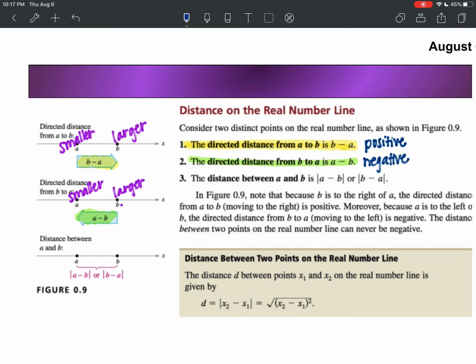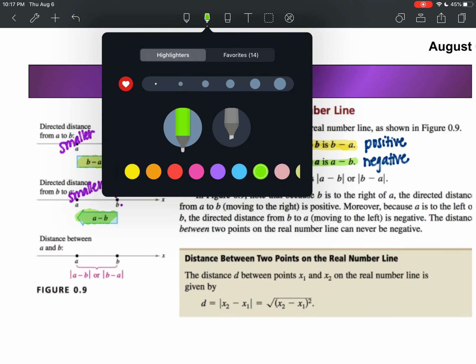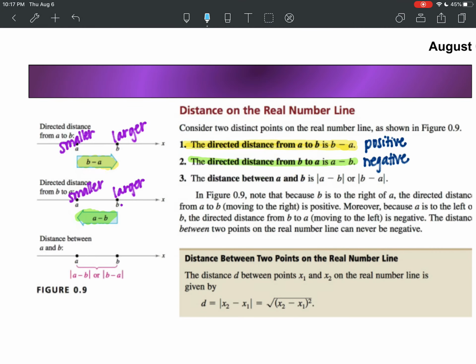The distance between A and B, notice how we're not using the word directed. So just the distance. The distance, here we go, distance is always positive. Therefore, we use the absolute values. So always positive. So we'll just take the absolute value of A minus B or the absolute value of B minus A. They will be the same value.